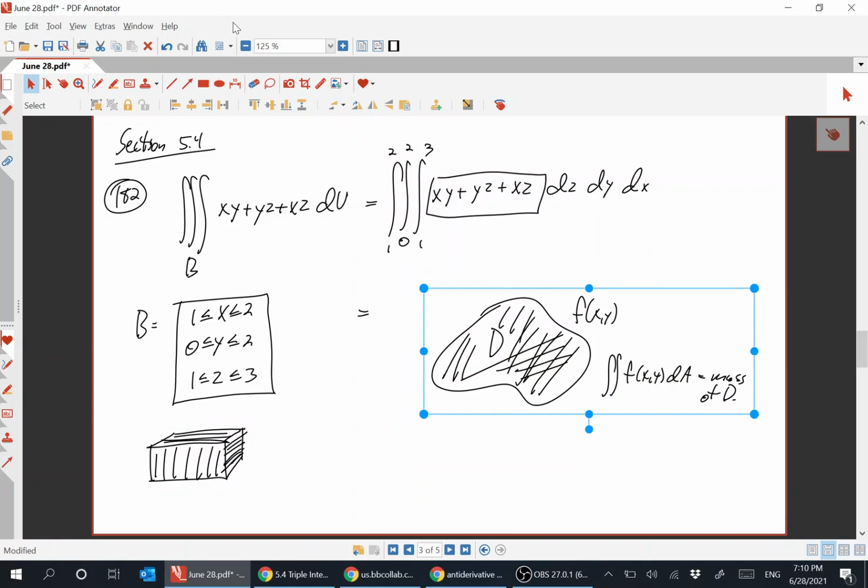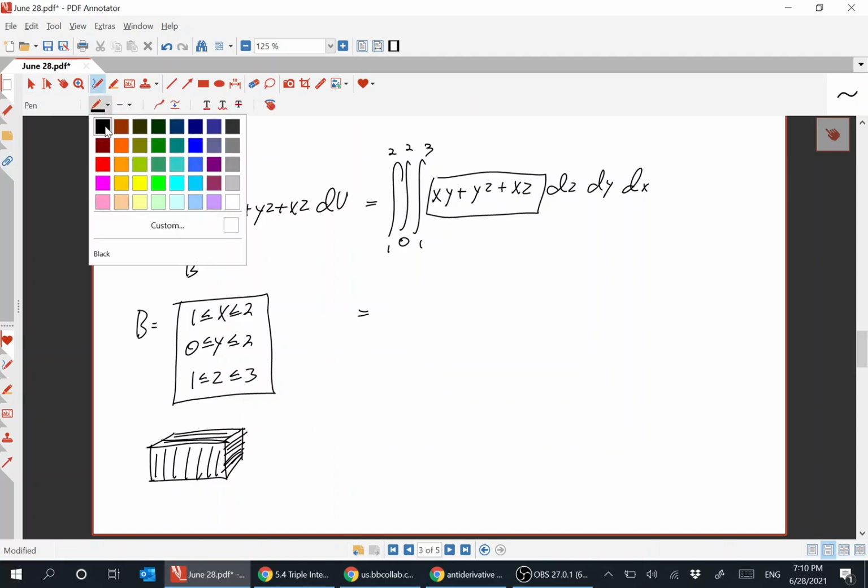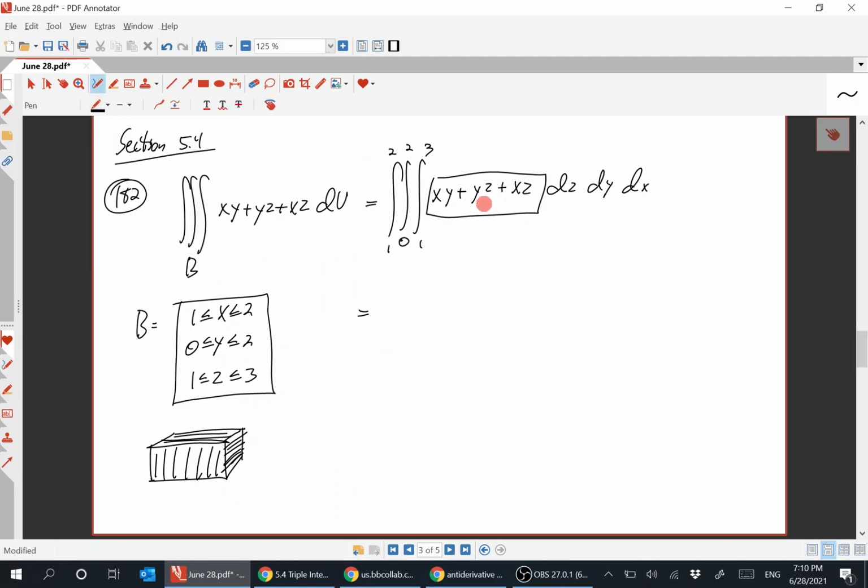Okay, so let's do that. Mass calculation. This triple integral, or this mass calculation. So antiderivative with regard to z. So this is xyz plus 1/2 yz squared plus 1/2 xz squared from z equals 1 to z equals 3, dy dx.